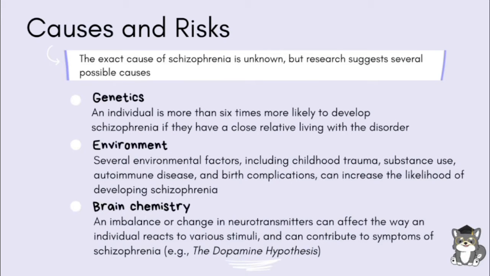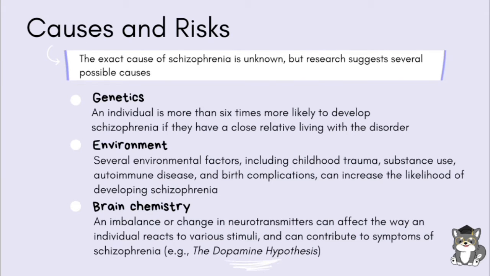In terms of causes and risks for the disorder, the exact cause of schizophrenia is unknown, but there are several possible causes or contributing factors. One factor often noted is the genetic factor. An individual is more than 6 times more likely to develop schizophrenia if they have a close relative living with the disorder. Understanding your family's medical and mental health history is really important, and it can even prompt an individual to seek help earlier if they experience symptoms.